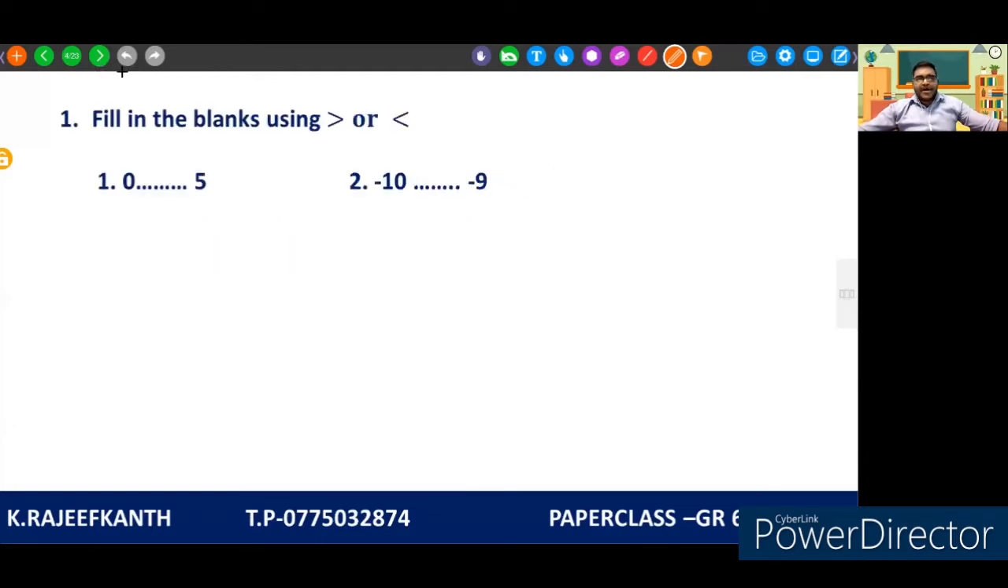Here, this is the first one. Fill in the blanks using greater than or less than. 0 and 5. The second one is -10 and -9. So you have to fill those blanks by using the symbols greater than or less than. The first one, 0 and 5. Second one, -10 and -9.